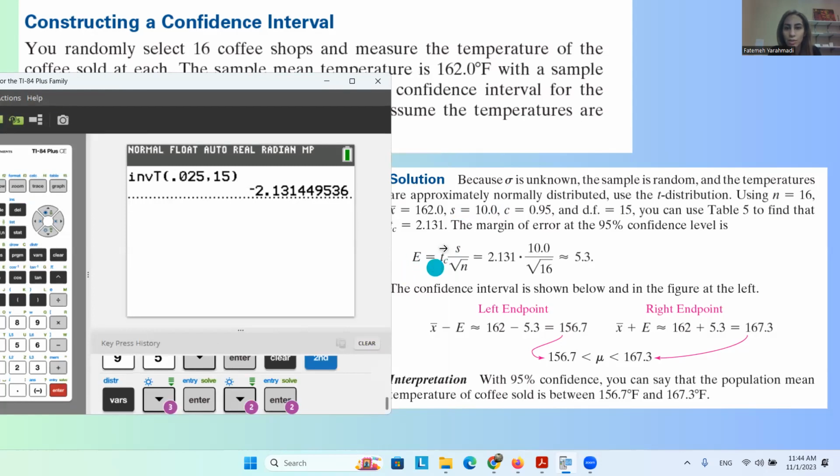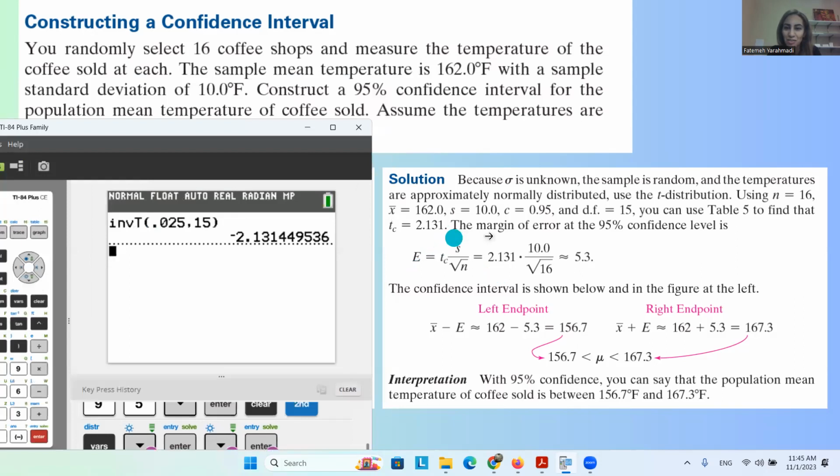E is T sub C times S divided by square root of N. As you can see, T sub C is approximately 2.131, which is basically just written here. S, or sample standard deviation, is given to us as 10. N is 16. So on the denominator, we have the square root of 16. This distance is approximately 5 degrees. So everything must match the unit that you're working with. The average temperature is 162 degrees. Standard deviation is 10 degrees, and the distance is 5 degrees, approximately 5 degrees.